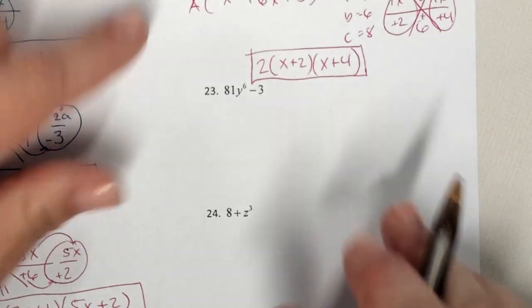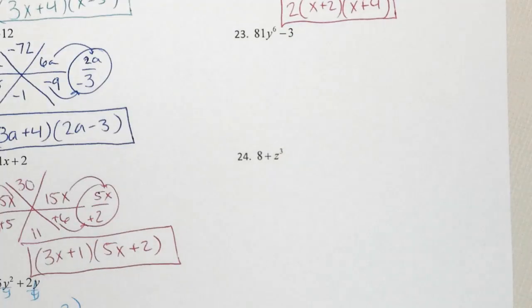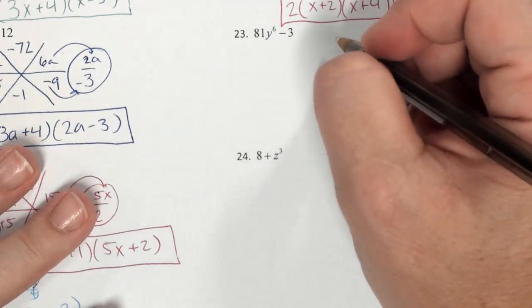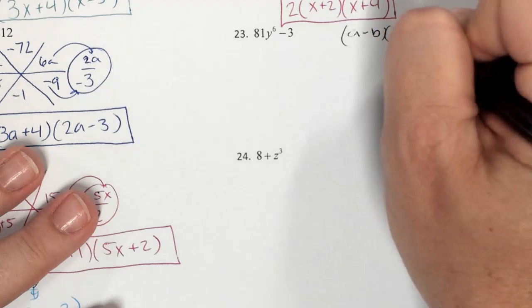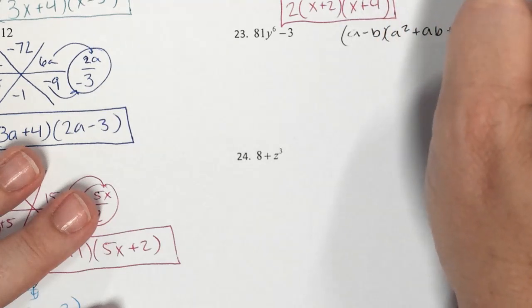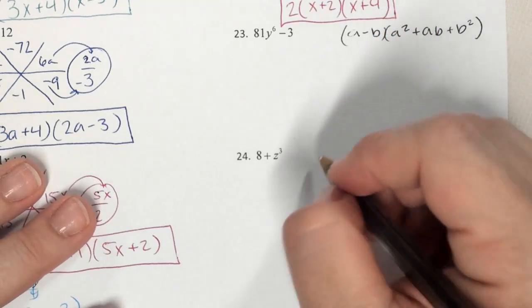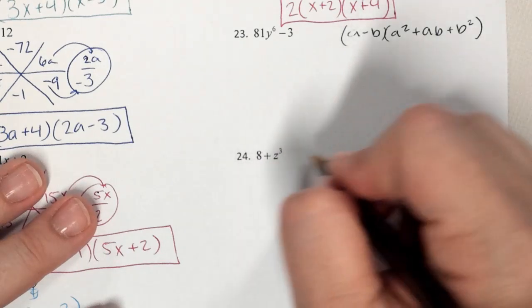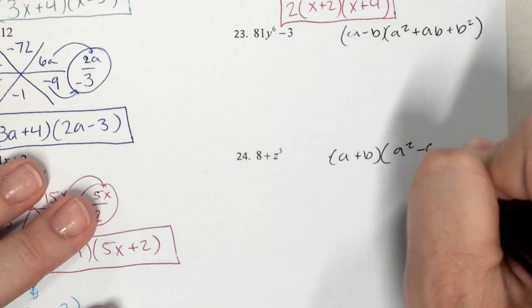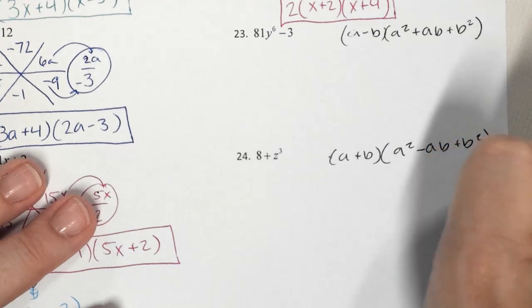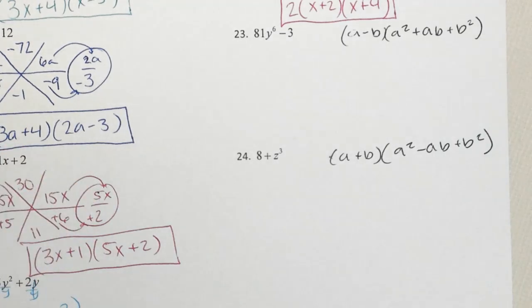Okay, now the next two are perfect cubes. Now you'll be given these formulas, but if you forget them, I will write them down right here. So the difference of cubes is a minus b, a squared plus ab plus b squared. And then the sum of cubes, when we put this one in order, is going to be a plus b, a squared minus ab plus b squared. You do not have to memorize those.